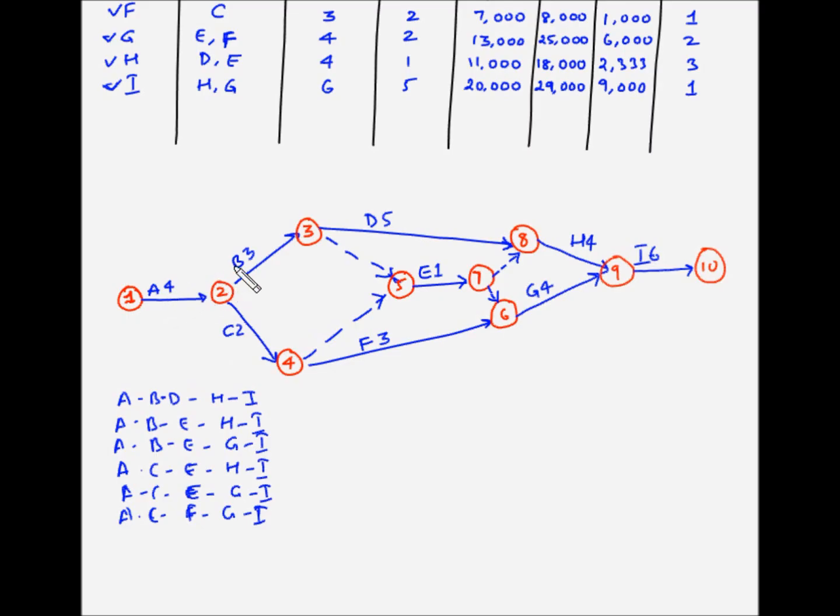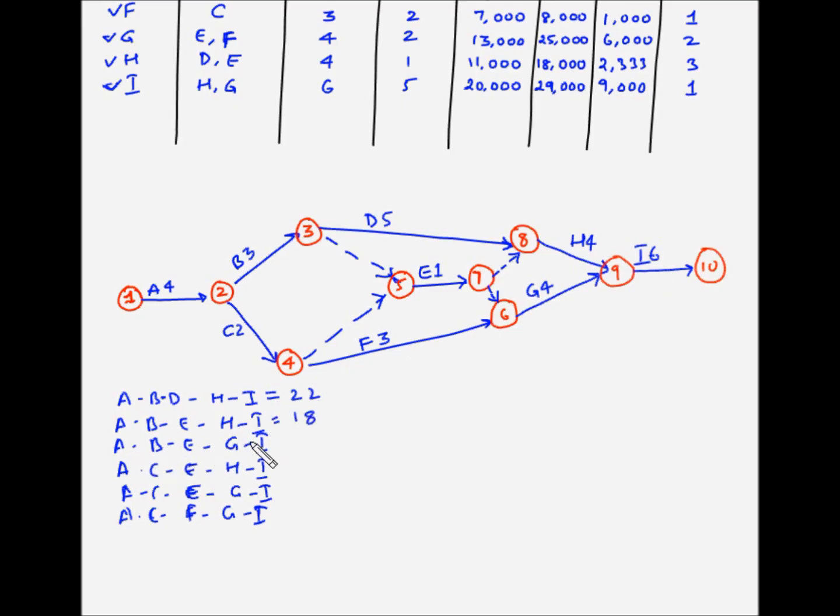So the first one is A, B, D, H, I. So 4 plus 3 is 7. 7 plus 5 is 12. 12 plus 4 is 16. 16 plus 6 is 22. So this is 22. Next is A, B, E, H, I. So 4 plus 3 is 7. Plus 1 is 8. Plus 4 is 12. Plus 6 is 18.